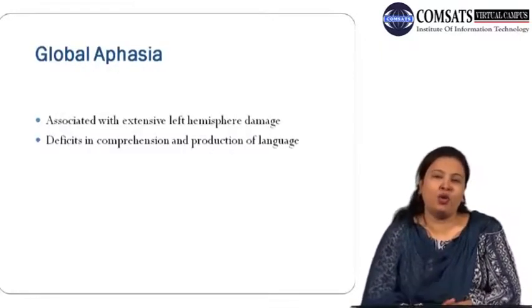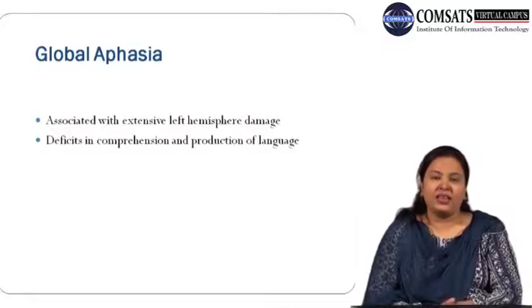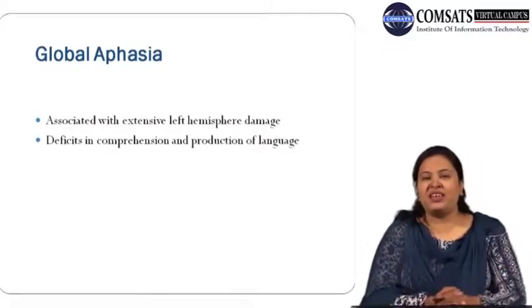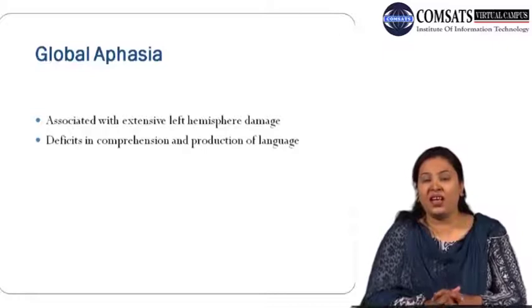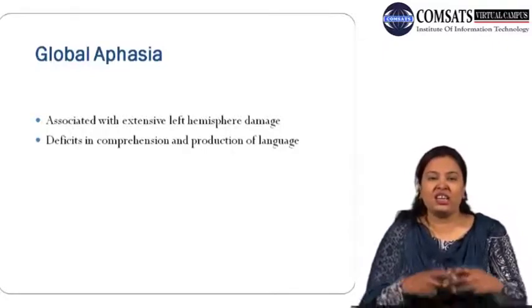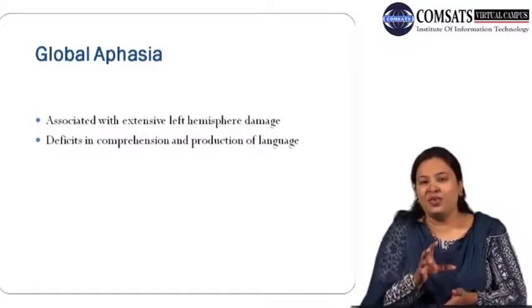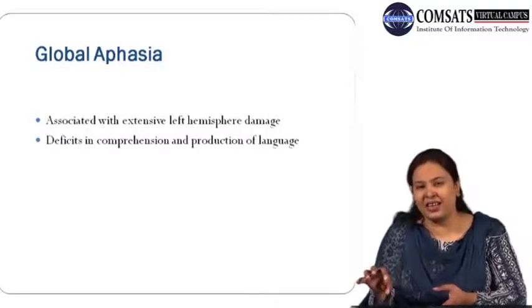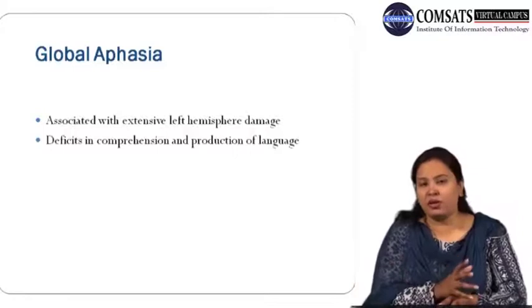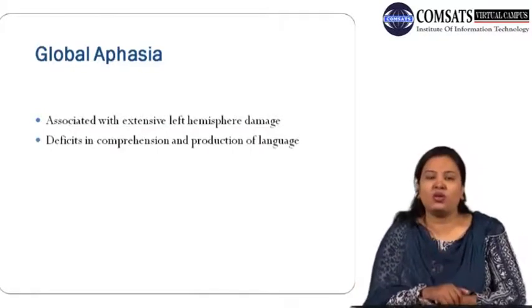Now finally, global aphasia. As I've told you, there are three types of aphasia: Wernicke, Broca, and then global aphasia. Global aphasia is actually an extreme kind of aphasia, where people do not lose language only with respect to syntactics or only with respect to semantics. Rather, they lose the total language.